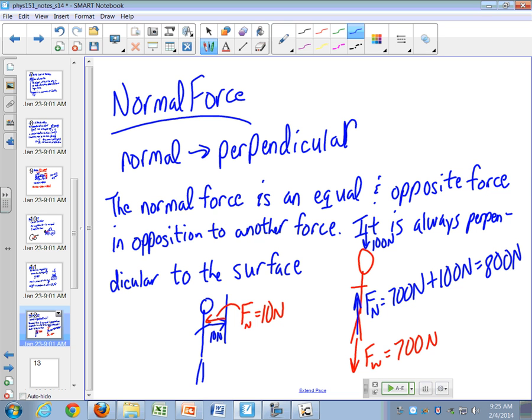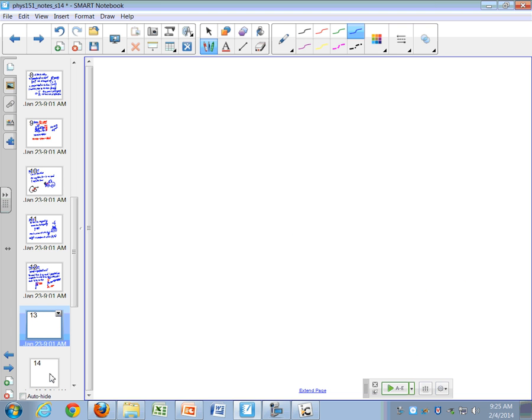Okay, now let's look at friction. Is this clear on the normal force? Yeah? It's always perpendicular. And in your book, they have a pretty good discussion of normal force as well. And now, finally, friction, or two more. Friction. Friction is the force between two surfaces in contact.